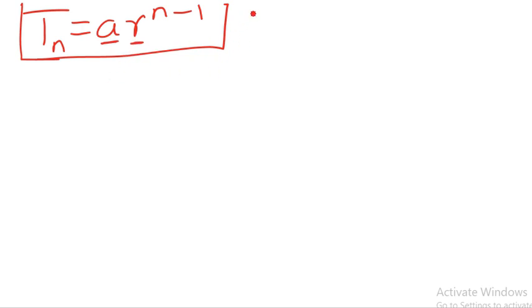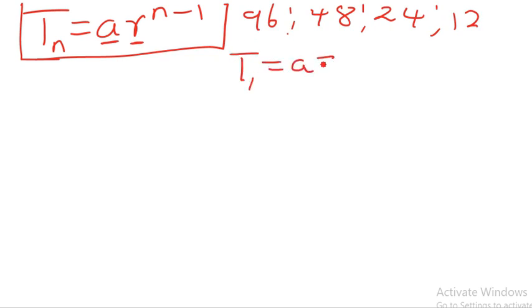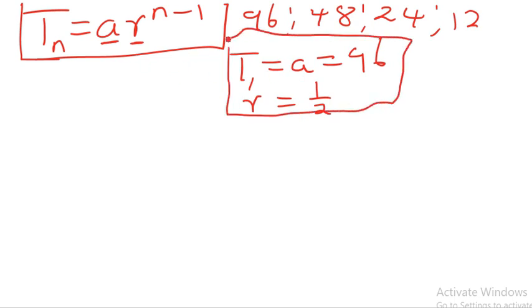The sequence is 96, 48, 24, 12. So T1, which is equal to a, is 96. On the other side, you have noticed that our r is 1 over 2, the common ratio. Since we have this, we can do some substitution and write the formula.